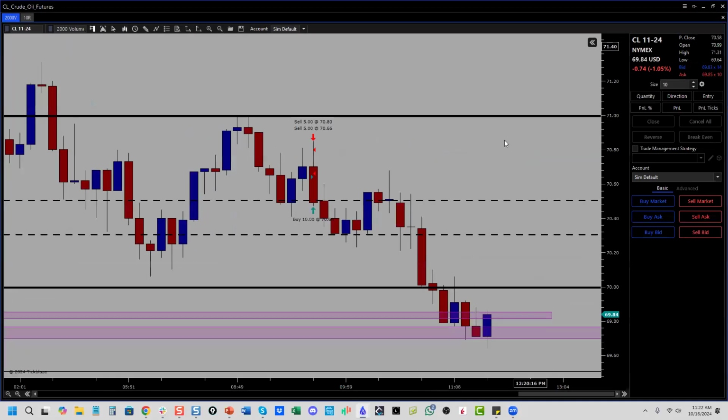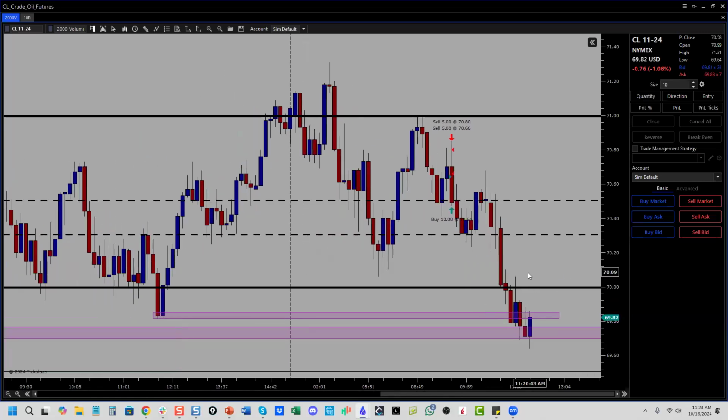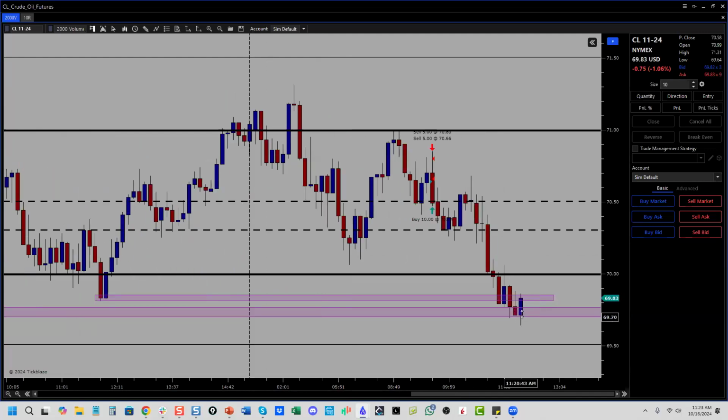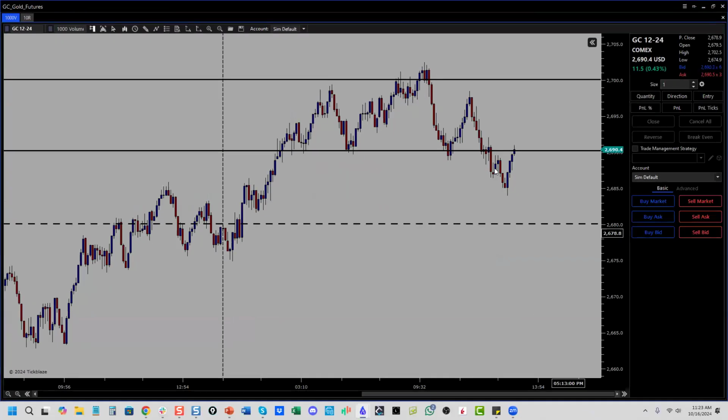Take a look at what's happening here on crude oil. If we break above that high and we close above that high, that is going to be the entry. GC's coming into that resistance, overshot it, coming back. What I would like to see is this hold for a short down to strong support.